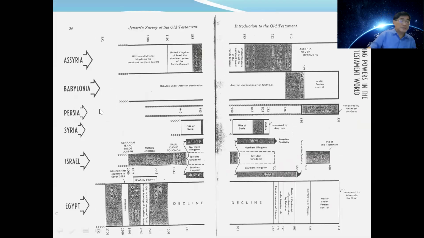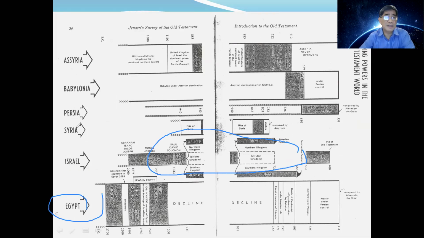Now this chart is found on page 40 in your chart, except yours is vertical. So basically in this chart, what I've extracted from a book is they have put in the history of Israel. This is the history of Israel. And then they put the parallel history of Egypt, the history of Syria, Persia, and Assyria. They put it parallel to the history of Israel.